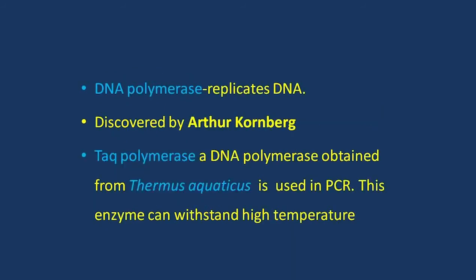The third enzyme is DNA polymerase that replicates DNA. It was discovered by Arthur Kornberg. Taq polymerase, which is a DNA polymerase obtained from bacterium Thermus aquaticus, is used in PCR or polymerase chain reaction, which I will talk to you in the next class. Thermus aquaticus is found in hot springs. Therefore, this enzyme can withstand high temperature. So, we have discussed three enzymes used in genetic engineering: restriction endonuclease that cuts DNA, DNA ligase that joins DNA, and DNA polymerase that replicates DNA.